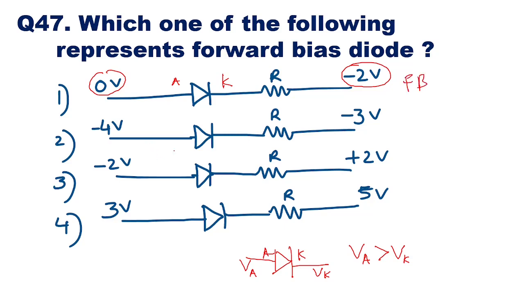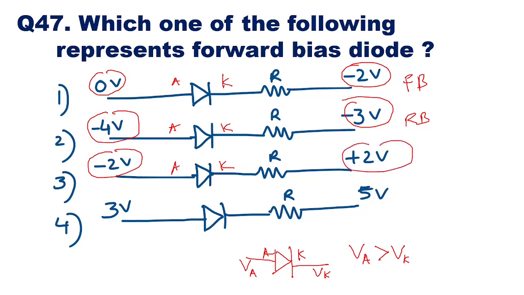If you see the second option, this is minus 4 volt for the anode and minus 3 volt at the cathode. So here cathode voltage is more than anode voltage. This is reverse bias. Now if you see this, it is minus 2 volt at the anode and at the cathode it is plus 2 volt. So cathode voltage is more. So this is again reverse bias.